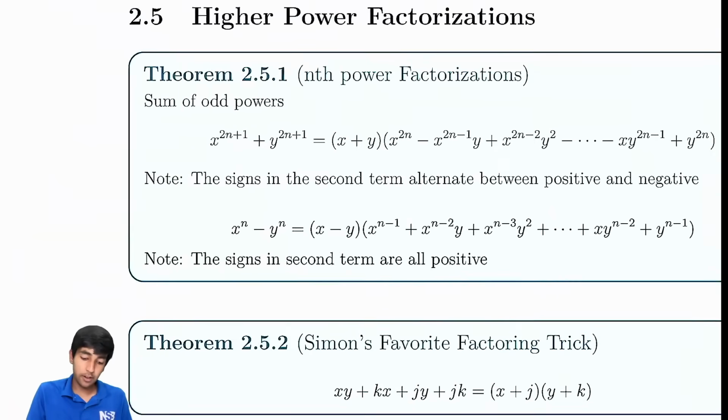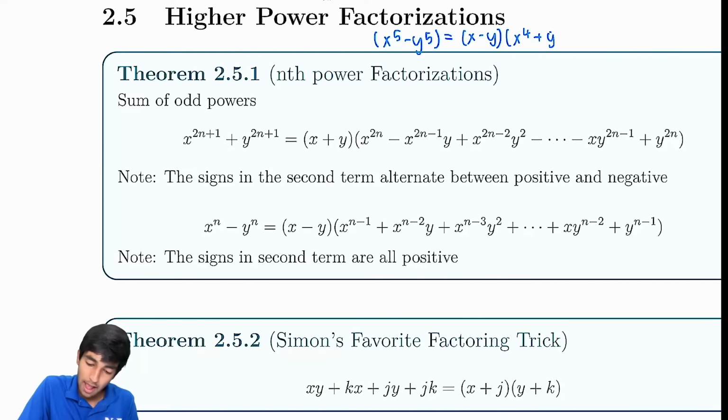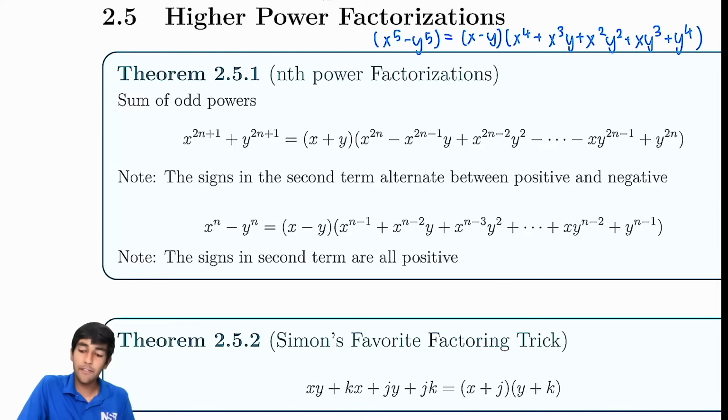And higher power factorizations. This looks scary, but for example, we have x to the 5 minus y to the 5. It's just x minus y, and then we just say, okay, x to the 4 plus x cubed y plus x squared y squared plus x y cubed plus y to the 4th. It's just every single 4-term with 4 variables multiplied. We have this quantity here, and this is true for any number, not just 5. You can see the general form here, basically the same thing we wrote out for 5.